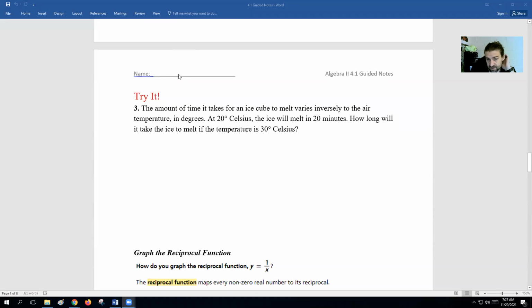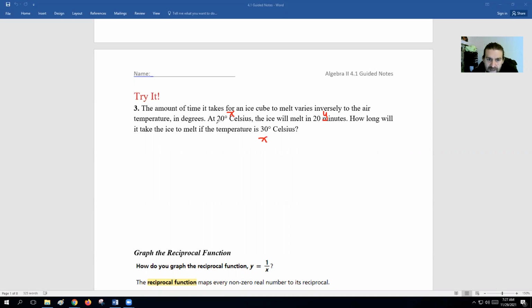All right, so we can use that with story problems as well. The amount of time it takes for an ice cube to melt varies inversely to the air temperature in degrees. At 20 degrees Celsius, it takes the ice 20 minutes to melt. How long would it take the ice to melt if the temperature is 30 degrees Celsius? Think of this here. We have to identify which one's x and which one's y. Typically we say x is our degrees, y is the minutes.